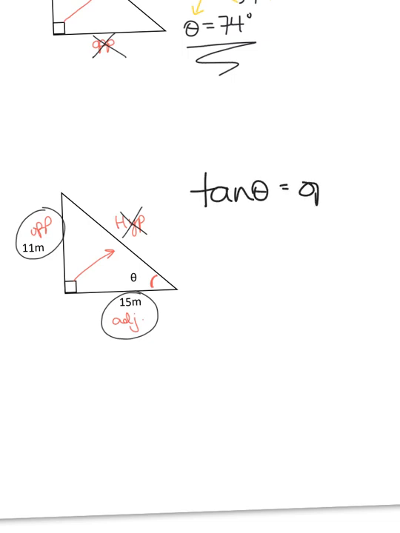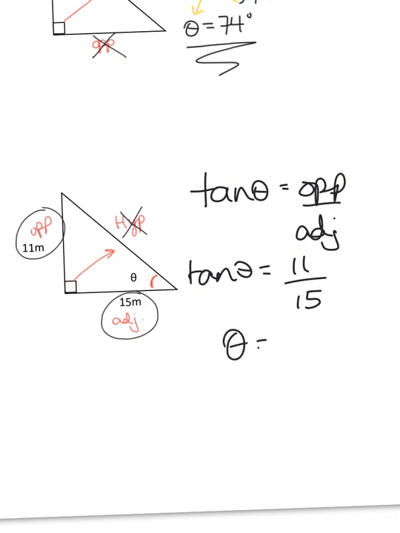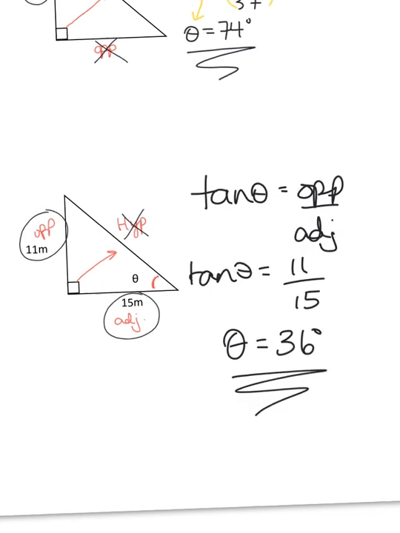So tan is opposite over adjacent. So we're going to plug in what we know. We don't have theta. Opposite is 11. Adjacent is 15. So on your calculator, we're going 11 divided by 15. And we get a big long decimal, but I don't want you to write down the decimal. I want you to do second, tan, and you get 36.3, but we're going to round to the nearest degree and say 36 degrees. Okay, so that's what we get for our third one there.